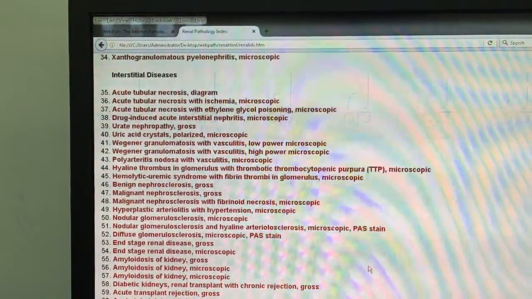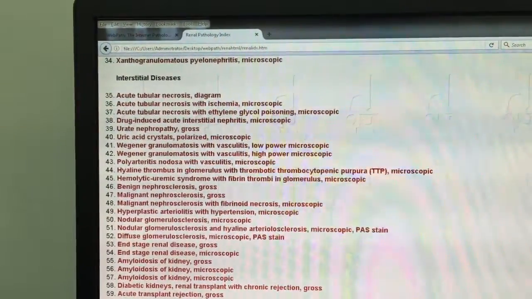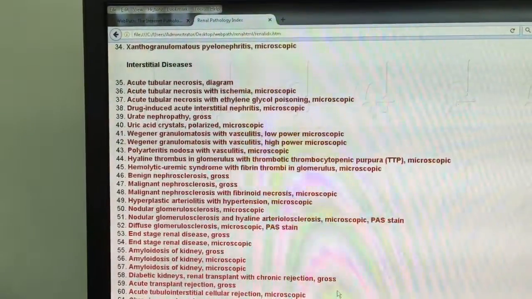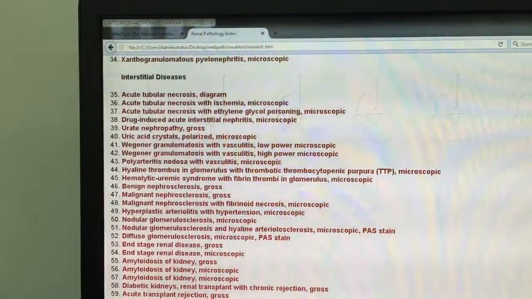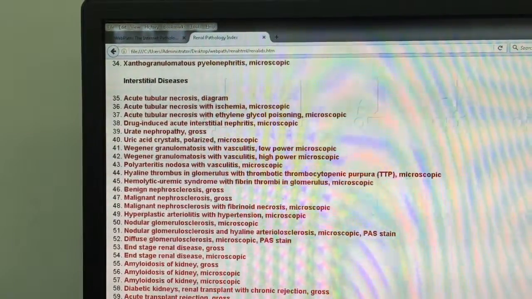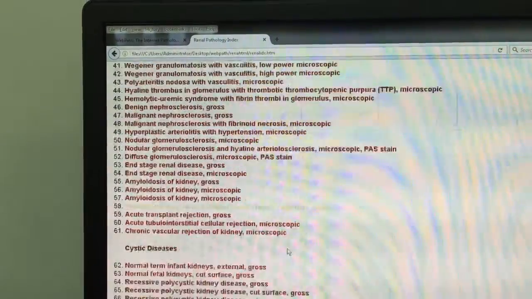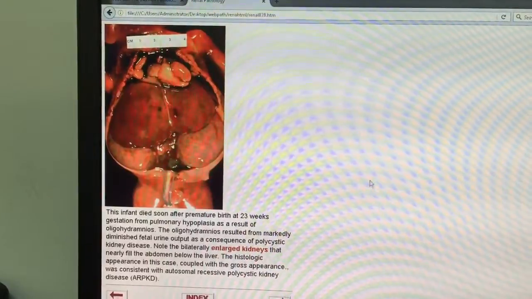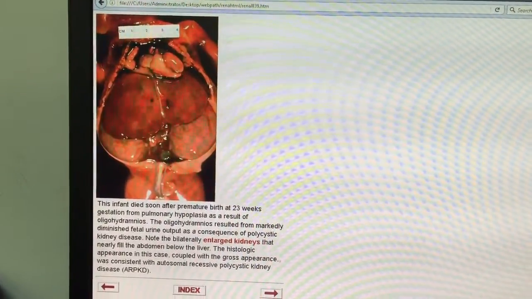We have two types, recessive and dominant type, autosomal dominant type. Usually the recessive type, you see it early, in infancy, and the dominant type, you see it usually in adults. Okay? So we'll show you a picture of each grossly. This is the first one, autosomal recessive type. You see it in an infant.